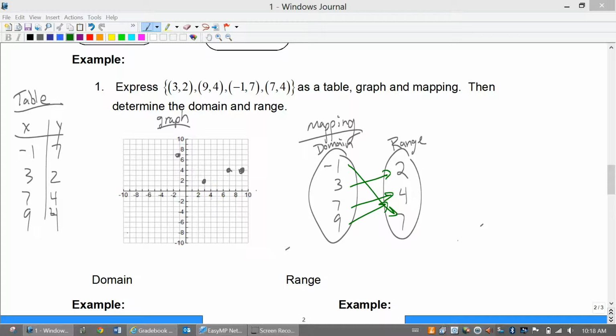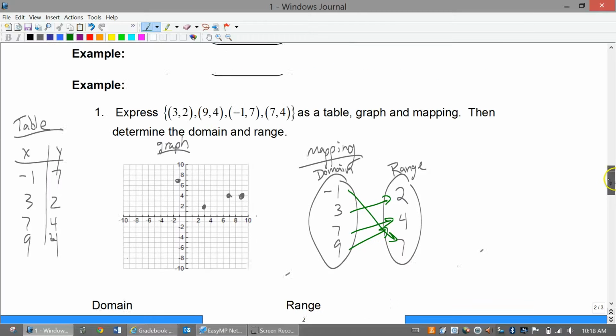What I want you to do, we're going to reverse it again. We're going to give you something else to start from. Okay? We're going to give you a new thing that we're starting from.